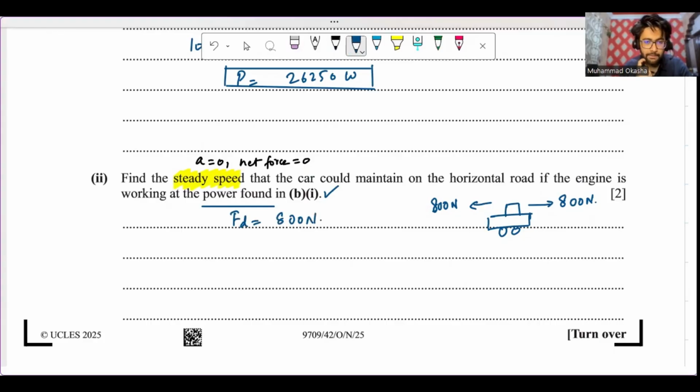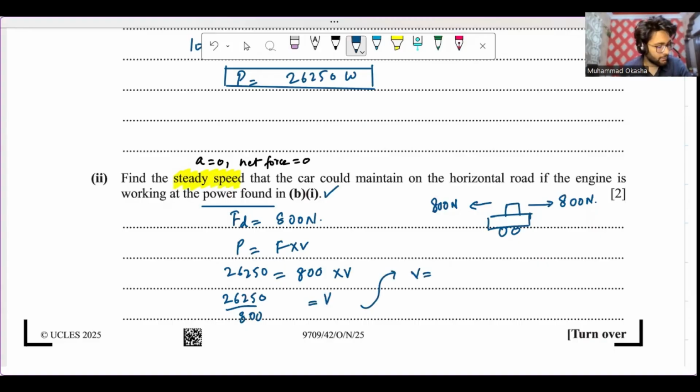If we know the power and the driving force, we can work out the steady speed. Using the formula for power, P equals F multiplied by V, if the power is 26,250 and the driving force is 800 newtons, what will be the velocity? It's just simple division. 26,250 divided by 800 gives the velocity, 32.8125 meters per second. That is going to be the steady velocity if the net force is zero.